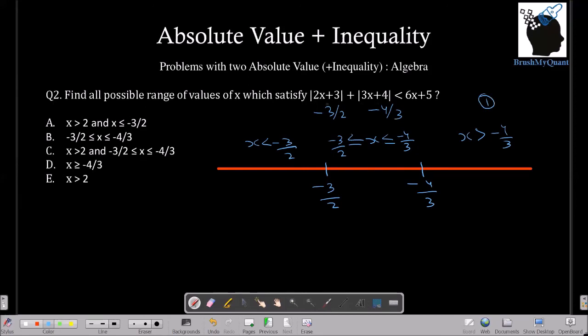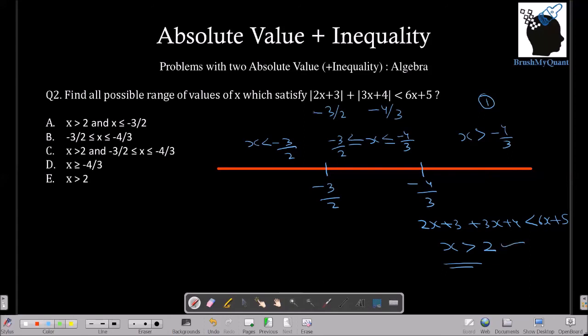Definitely both are positive. So we can directly open them to have 2x plus 3 plus 3x plus 4 should be less than 6x plus 5, or nothing but x should be greater than 3 plus 4, 7 minus 5 is 2. So x should be greater than 2, which is definitely correct because our range was x is greater than minus 4 by 3. So this is one solution.